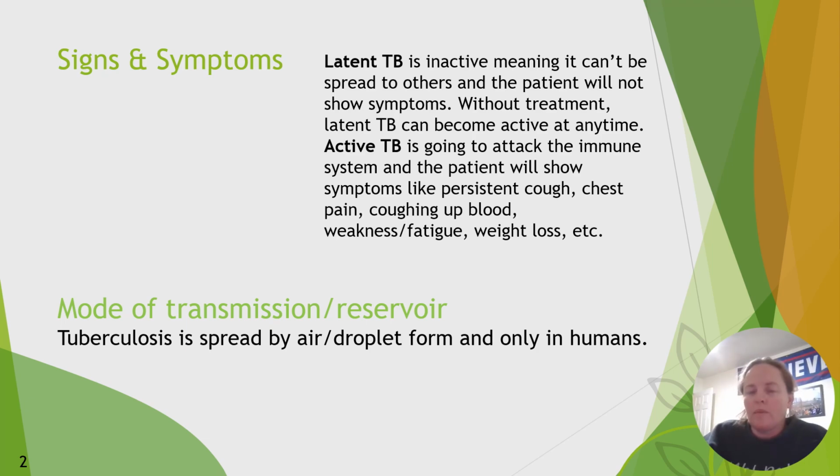And so active tuberculosis does have some more severe symptoms that come with it. It does attack the immune system as well as the respiratory system. And the patient is going to show signs of persistent cough, chest pain. They may start coughing up blood, having weakness, fatigue, some extreme weight loss. And our mode of transmission there, again, is by air and droplet, and it is only in humans, or mostly in humans.